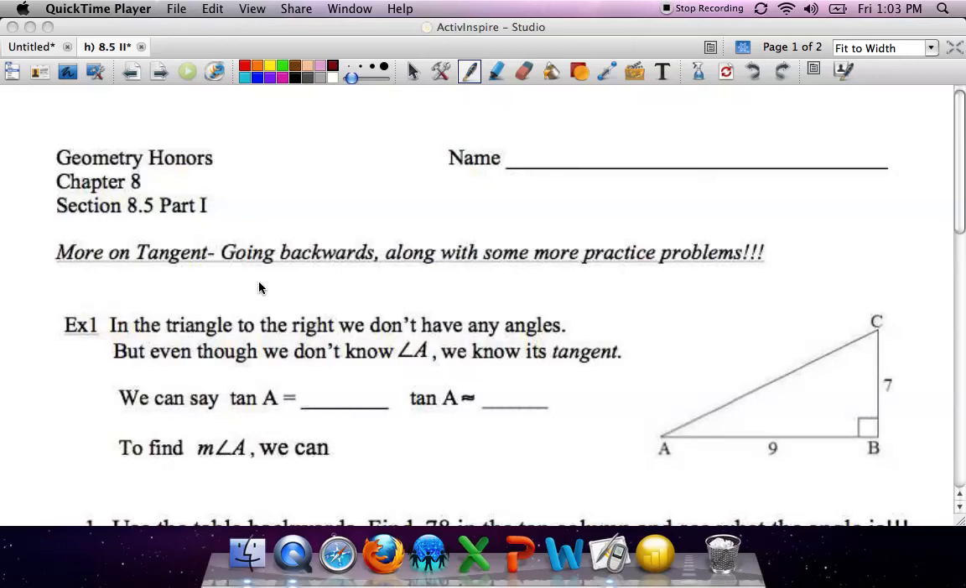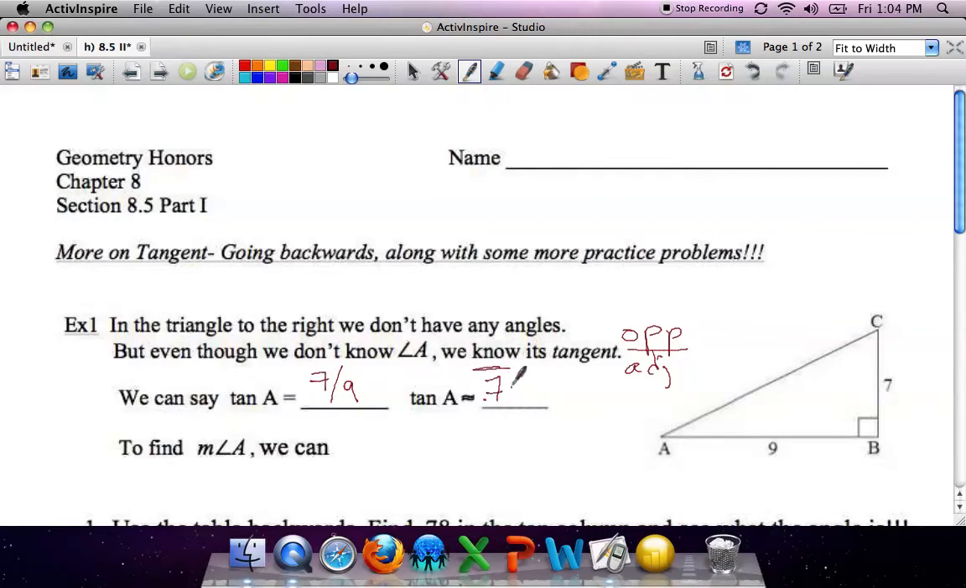What if you're given the sides of a right triangle and are asked to find the angle? This is called going backwards, and today we're going to talk about it using tangent. In the triangle to the right, we don't have any angles, but even if we don't know angle A, we know its tangent. Tangent is defined as its opposite over its adjacent ratio. In this example, the opposite of A is 7, the adjacent to A is 9. It's approximately in decimal 0.7 repeating, or approximately 0.78.